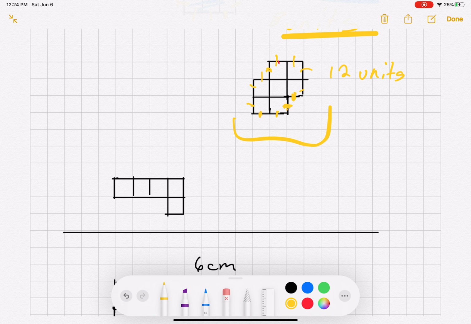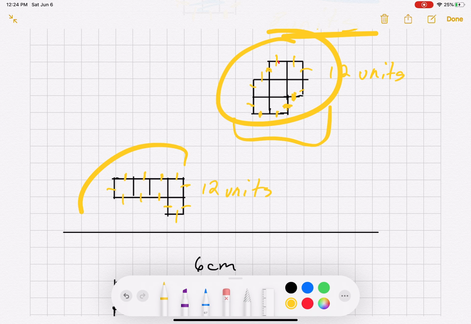And same here, I'm just going to count around the outside. 1, 2, 3, 4, 5, 6, 7, 8. Remembering not to miss this one. 9, 10, 11, 12. And this is also 12 units. Notice that these 2 shapes are different, but they have the same area that they take up.